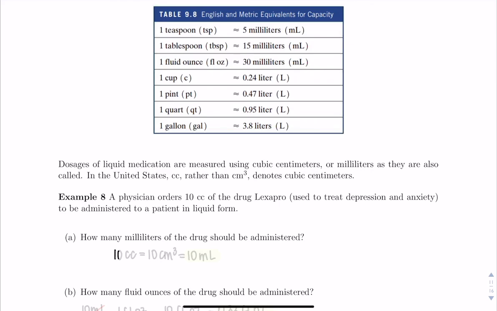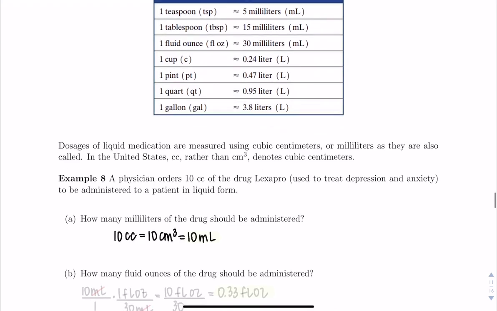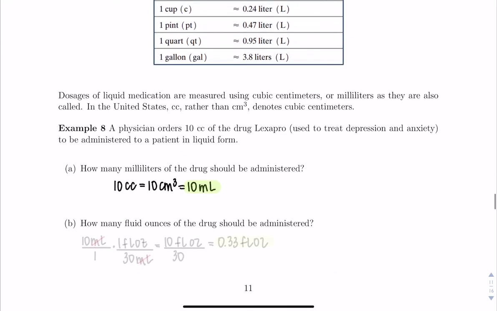So we have 10 cc's, which is what was ordered. And cc's is the same as a cubic centimeter. So we really have 10 cubic centimeters. But a cubic centimeter is the same as a milliliter, and so we really have 10 milliliters. So we're not changing the number at all because all three of these units are the exact same.